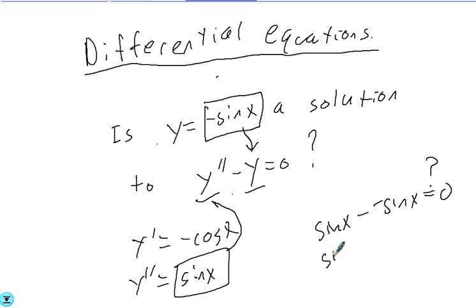So sine x plus sine x, and our question is, is that equal to 0? And no, 2 sine x is not equal to 0. There are specific x values that do work, but we're looking for a whole function as a solution in this case. So this function will not work in this situation.